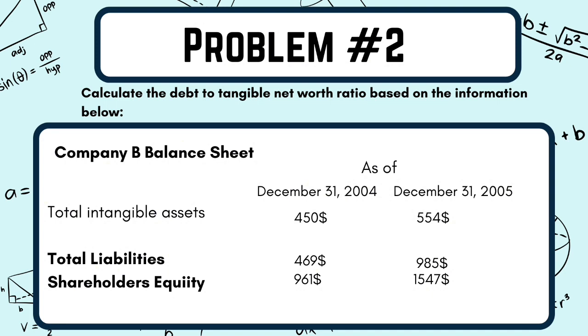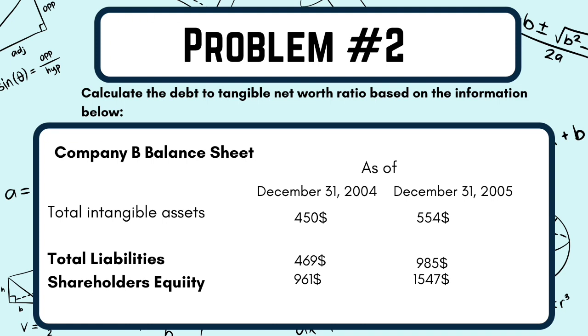Here's problem 2. Calculate the debt to tangible net worth ratio based on the information below. This is the balance sheet of Company B as of December 31, 2004 to December 31, 2005. For the year 2004, the total intangible assets is $450. The total liabilities is $469, and the shareholders' equity is $961. For the year 2005, the total intangible assets is $554, the total liabilities is $985, and the shareholders' equity is $1,547.